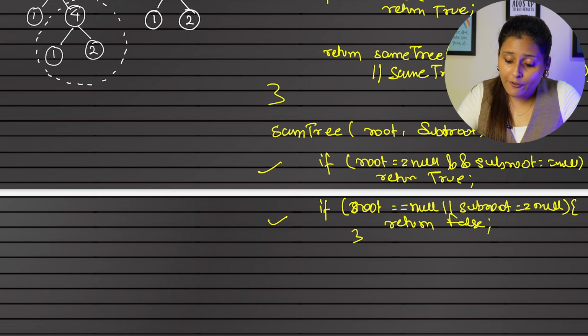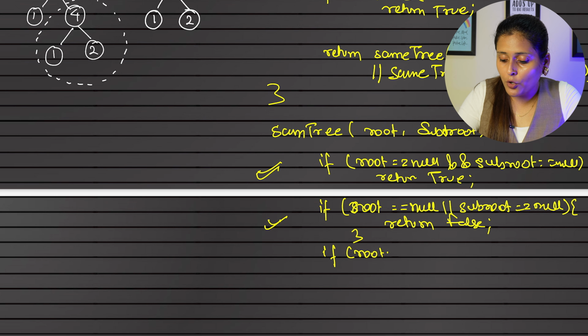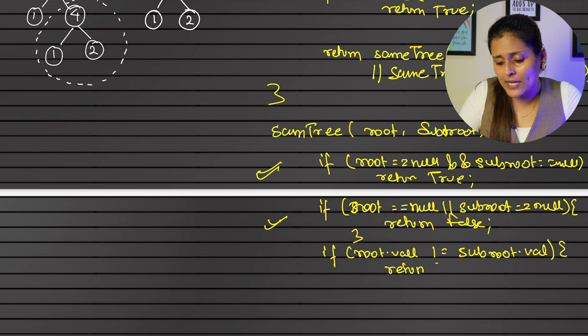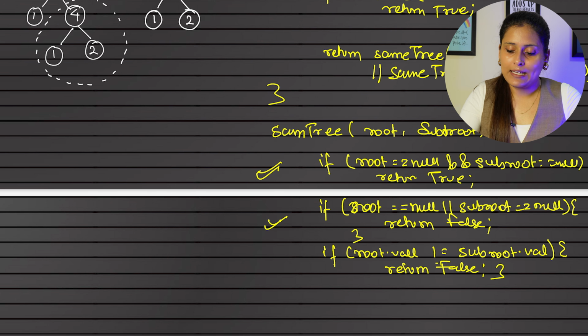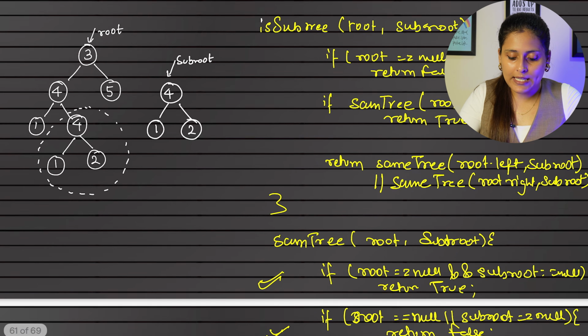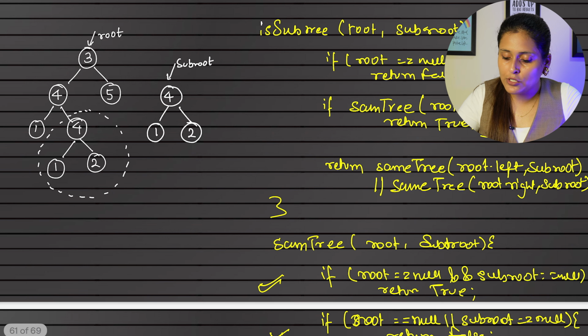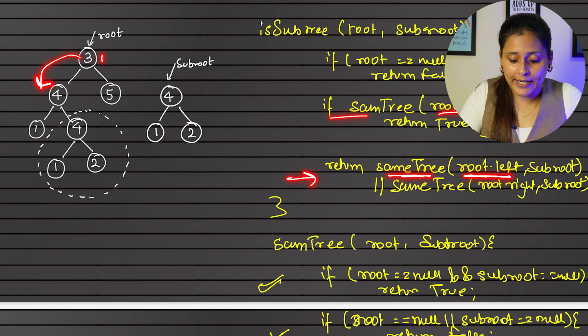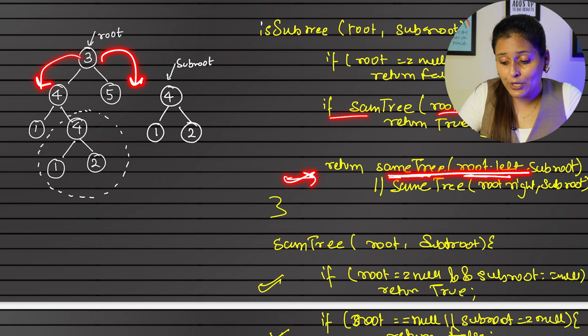So if both trees exist, we have to check if root dot value does not match subroot dot value. It means the parents are not matching. How can the children match? And hence it is not a same tree. Or else if it matches. In this case it does not match, so it will return false to this. Now we will go on to same tree for the left side and for the right side. Because we have written the same tree for the left side called first, this will get called first.